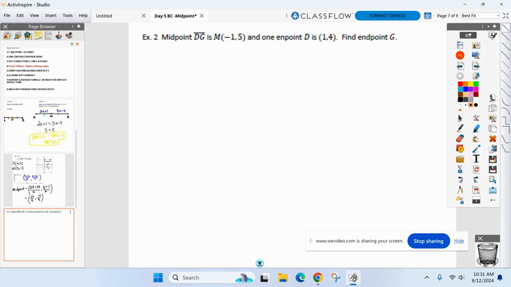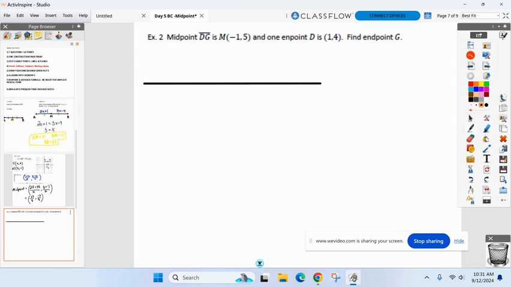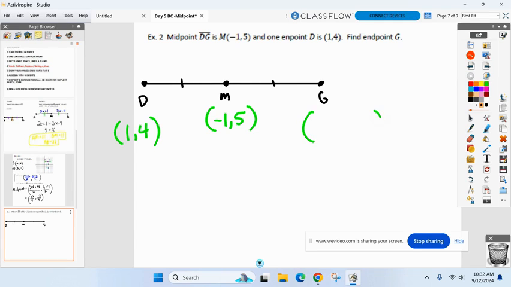I just want you guys to get a visual here of what I'm talking about. So I got this line segment DG. M's in the middle, so we can put our congruent marks. I know this is not on a graph, but bear with me. M is -1, 5. And D is 1/4. Everyone see what I'm looking for now? Understand the question? What is the other one?